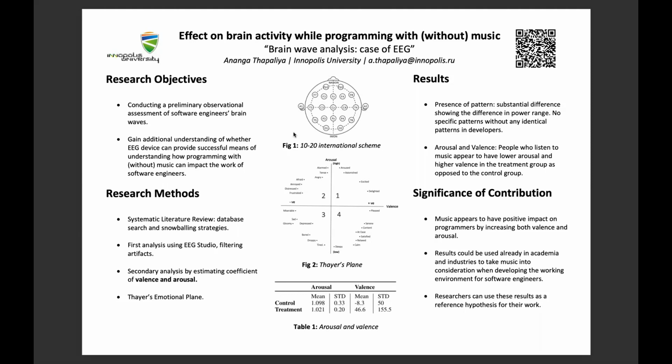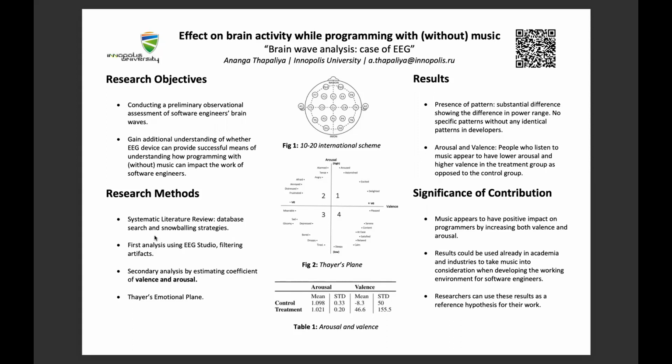The purpose of this study is to gain additional understanding of whether the EEG device can provide successful means of understanding how programming with or without music can impact the work of software developers, basically by conducting a preliminary observational assessment of their brainwaves. As for the research methods, firstly, a systematic literature review was conducted utilizing database search and snowballing strategies to assess research and gain evidence for brainwave analysis using alternative techniques and devices. These devices can include heart rate variability sensors or fMRI devices and many more.